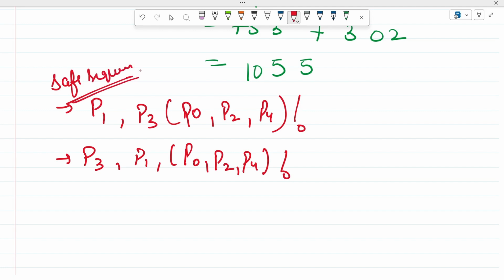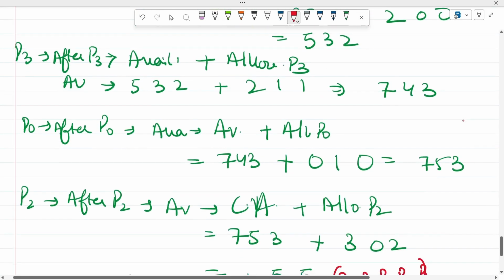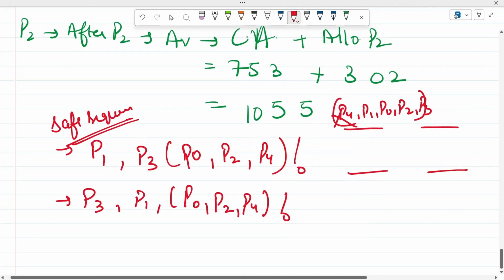I hope you understand the safe sequence. You are able to find the same sequence. The question may give you four options. For example, it says P4, P1, P0, P2, and P3. Definitely this is not the answer, because it never starts with P4. It starts with either P1 or P3. So if any one of the options matches, then that option is correct. This type of question is asked in your college examination as well as in the GATE examination.